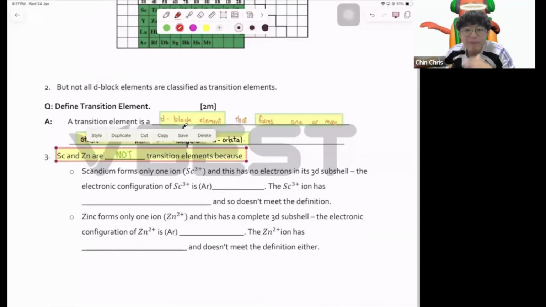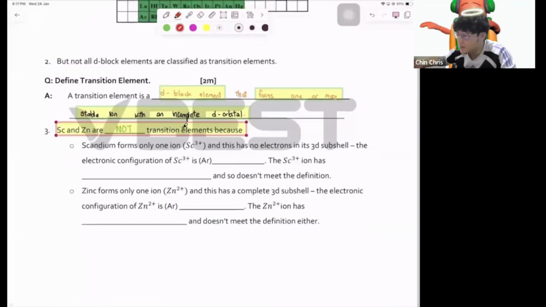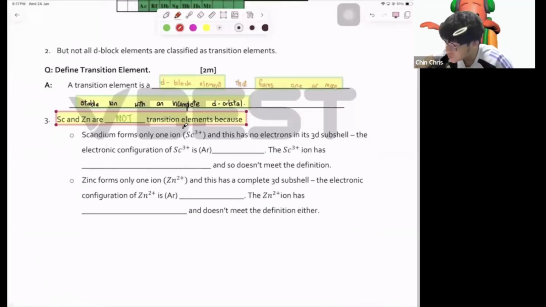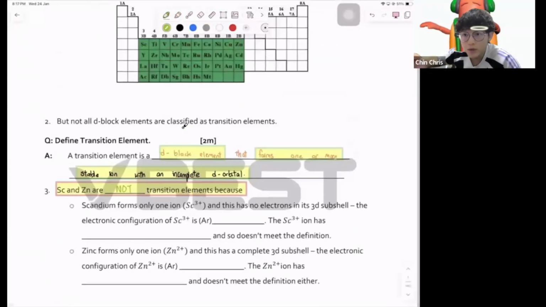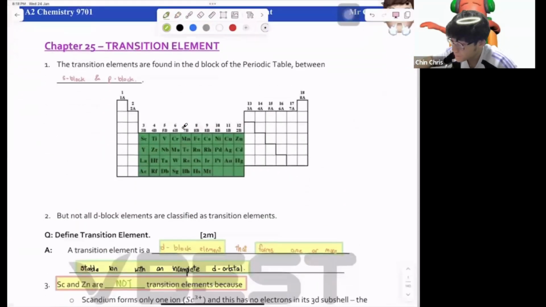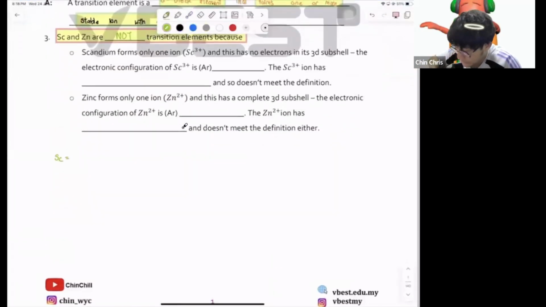If you look at scandium, why is scandium not a transition element? The reason is that scandium has no electrons in the 3d subshell. Let's look at scandium. What is the electron arrangement for scandium? It's argon 4s2 3d1. When it forms scandium 3+, you eliminate 2 electrons here and 1 electron here. You see that there are no electrons in the d orbital.